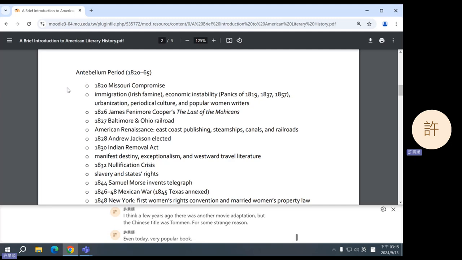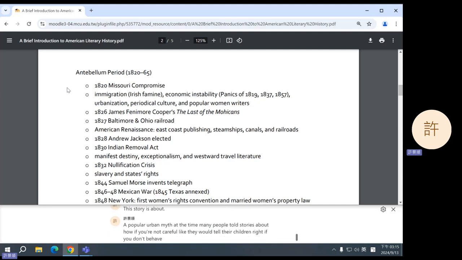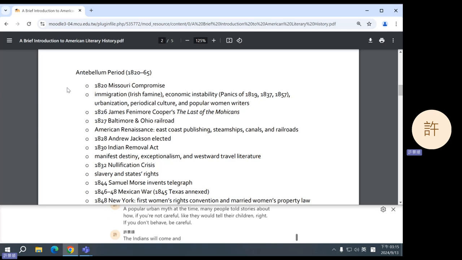In 1826, James Fenimore Cooper wrote and published The Last of the Mohicans. The Mohicans were a Native American people. This story is about a popular urban myth at the time. Many people told stories about how, if you're not careful, like they would tell their children, right? If you don't behave, if you're not careful, the Indians will come and take you away. And the idea was that some Indian tribes would steal white people and raise them as Indians. And so when they grew up, they would not be white people anymore.